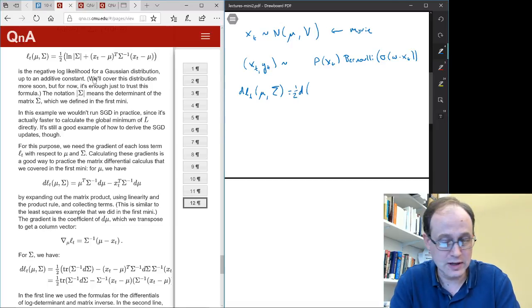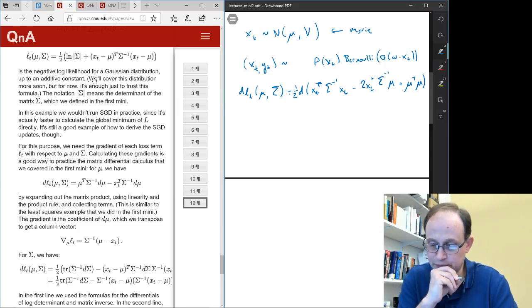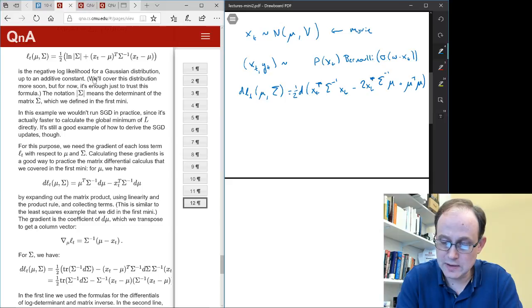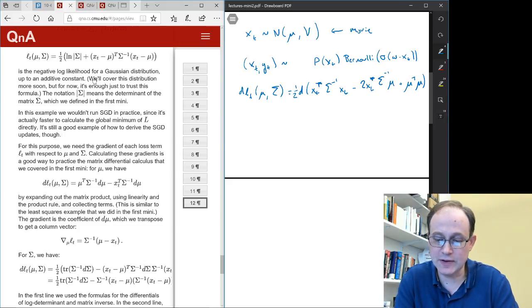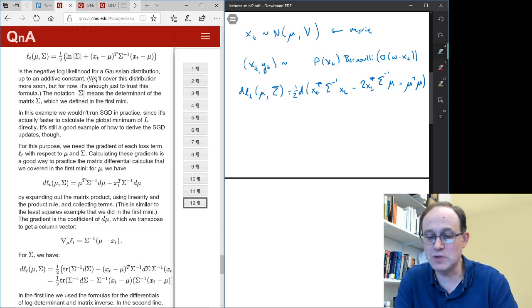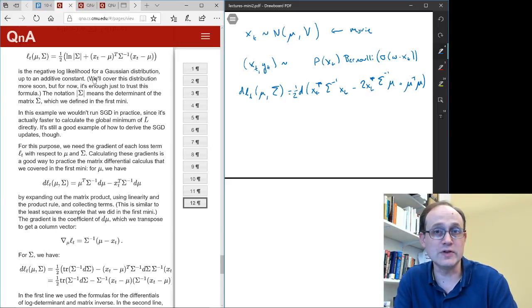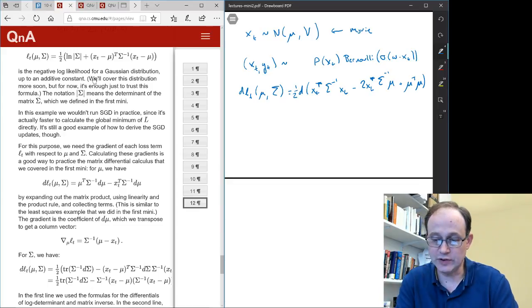Also there's a half out in front, d of xt transpose sigma inverse xt minus 2 xt transpose sigma inverse mu plus mu transpose sigma inverse mu, right? So here in the middle, this is just expanding out the square, but I've collected the two terms. There's xt transpose sigma inverse mu and a mu transpose sigma inverse xt, and those two terms are the same, because a scalar is its own transpose. And so I've just collected them.